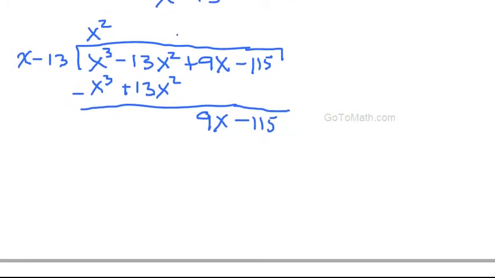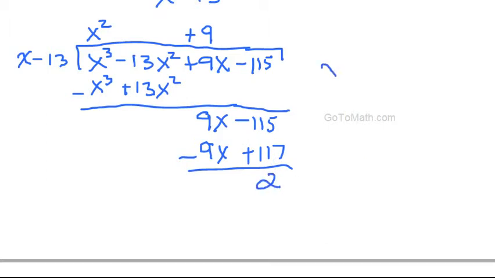Now x goes into 9x, and we're left with a 9, and then 9 times x is 9x. You should be getting the pattern down by now, and then 9 times 13 is, let's see, 117. We did that in the previous problem. Alright, and then we go minus, makes that a plus, and that difference is just going to be a 2. Alright, so let's write down what we got.